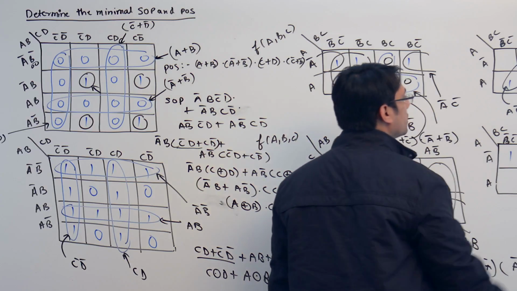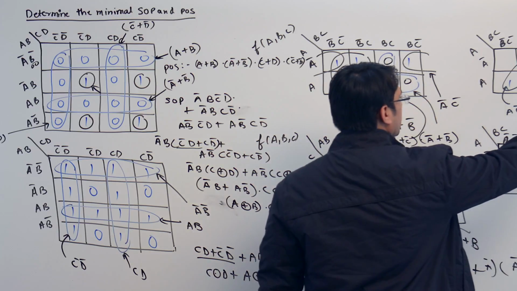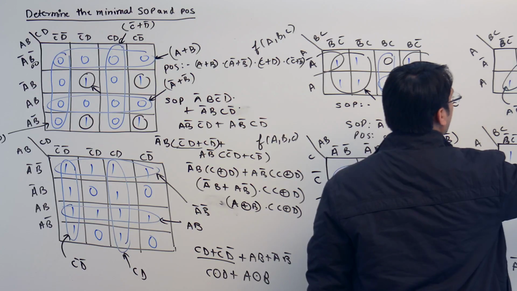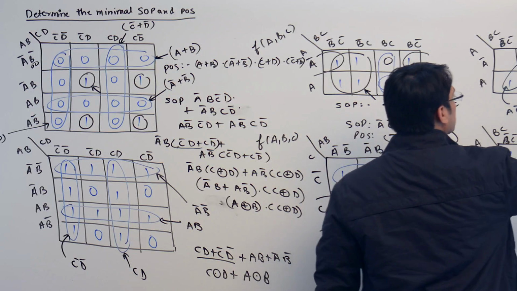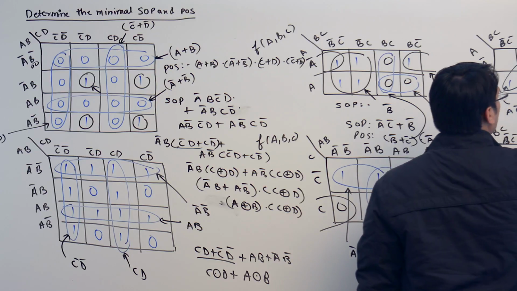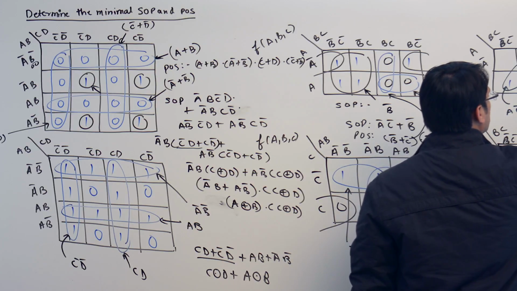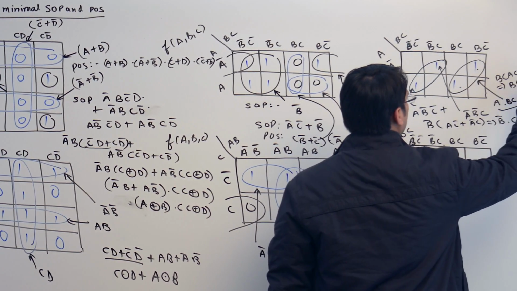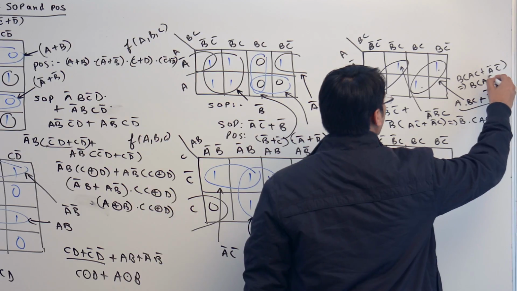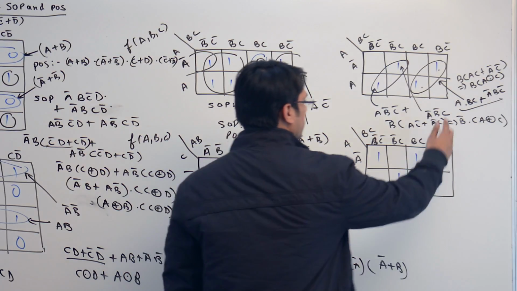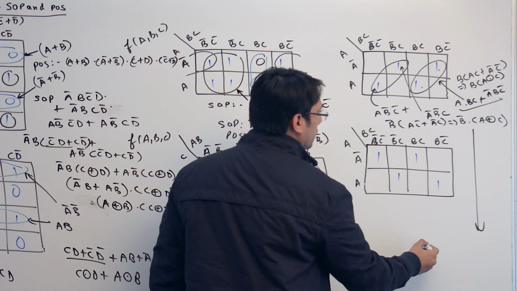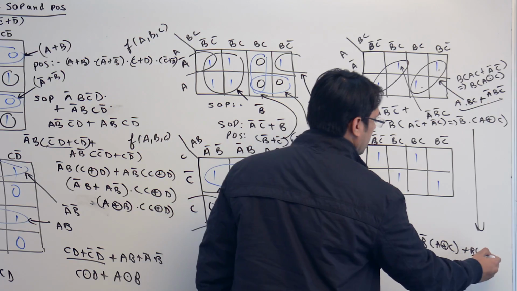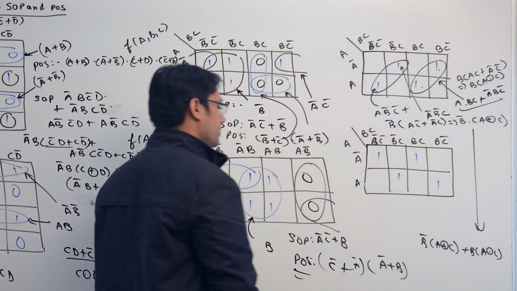In the same way, here you can clearly see this one is A dot B C plus this one is A complement B C complement. From these two, you can take B as common. So inside we'll be having AC plus A complement C complement, which is equal to B dot A XNOR C. So the total solution equation for this K-map will become B complement A XOR C plus B A XNOR C.